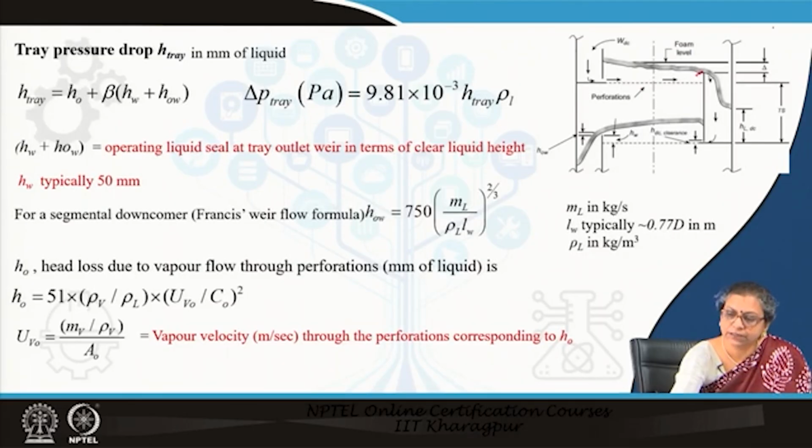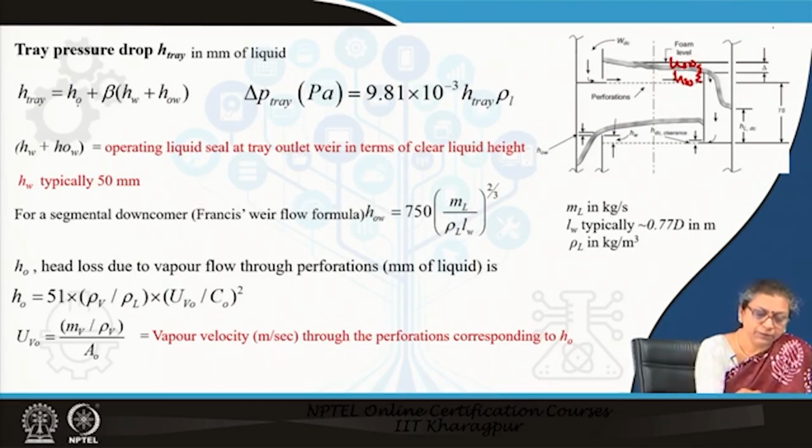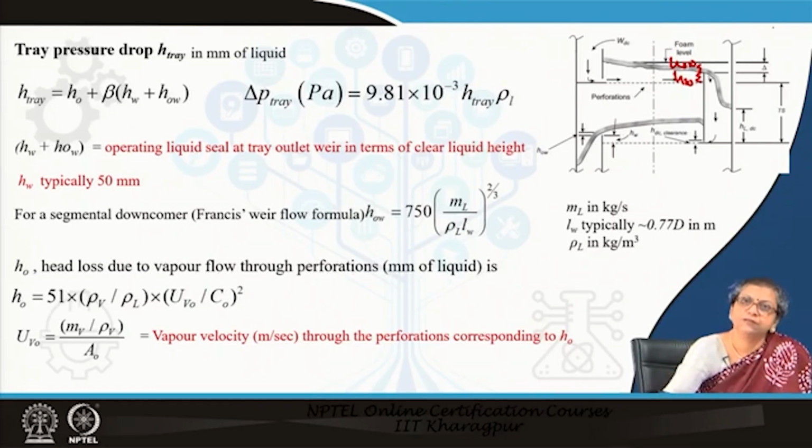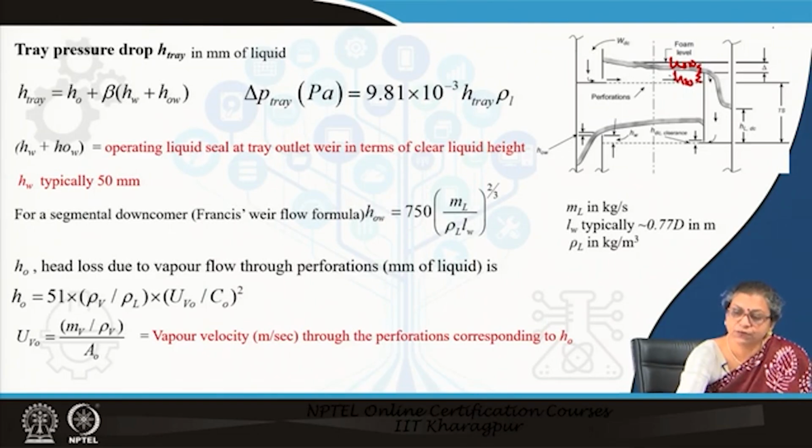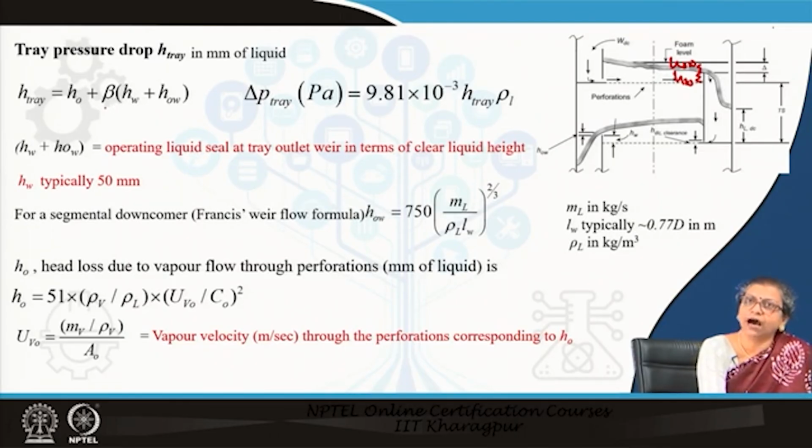It will naturally be equal to the height here, HW, plus the height over the weir, which is HOW. Along with that, there will be some particular head loss as the vapor is flowing through these perforations. Now, we have to remember that the liquid flowing over HW and HOW is aerated. It is not an unaerated pure liquid mixture.